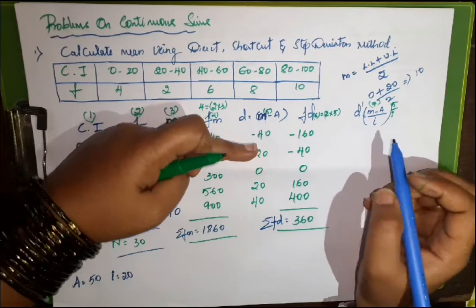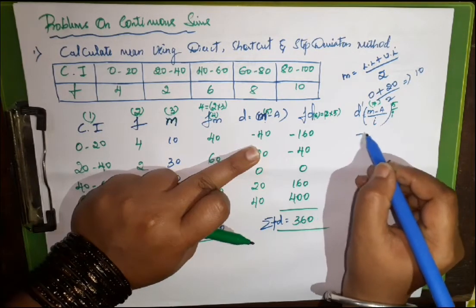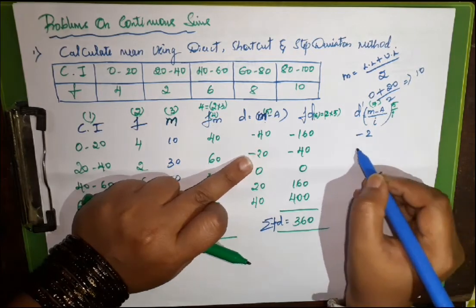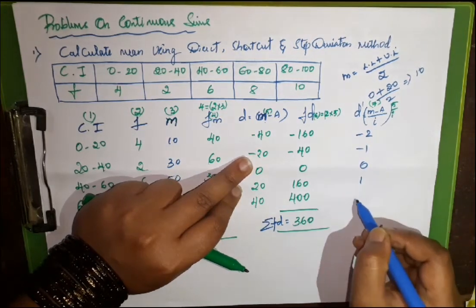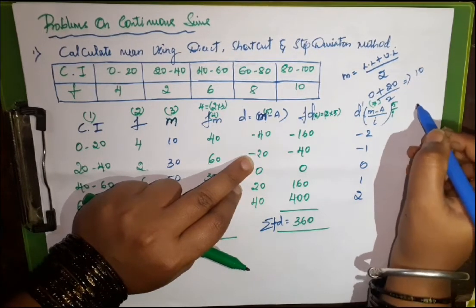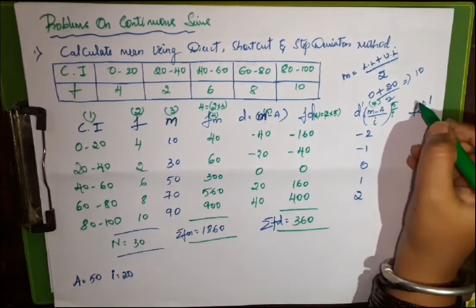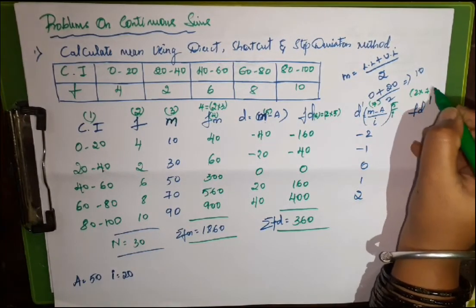So we have 40 by 20, you will get minus 2. Then 20 by 2 is minus 10. Same way, 1, 2 you will get. Okay. Then the product of this, the last column, is FD dash.